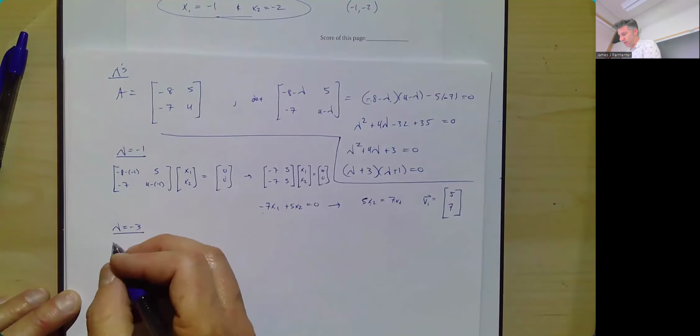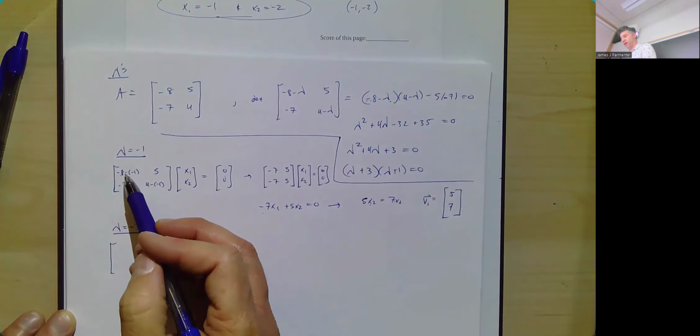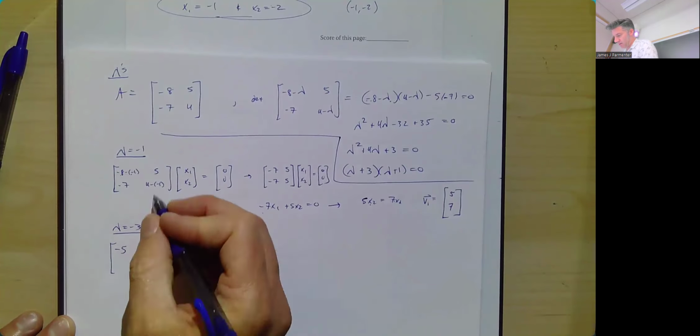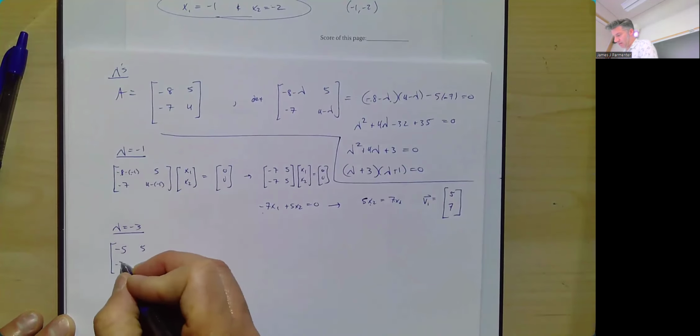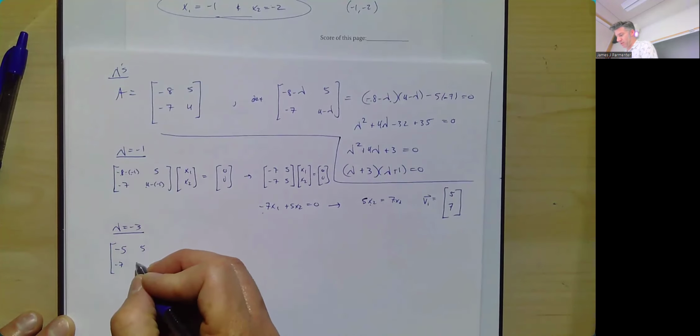Similarly, for lambda equal to -3, let's see, even quicker. So I'm going to get -8 minus -3. So -8 plus 3 is -5, 5, -7, and 4 minus -3 is going to be 4 plus 3, which is 7.